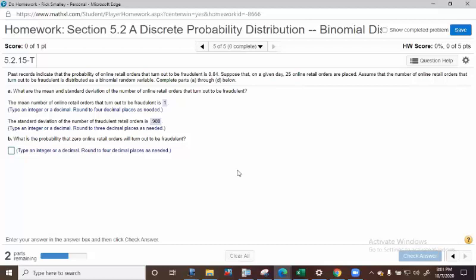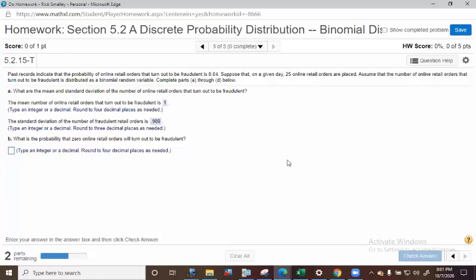I don't need to cut and paste this one. I can explain it verbally just fine. 0 orders turn out to be fraudulent. So that's your X. X equals 0. The person was asking about the X; we didn't need X for mean and standard deviation. X is not required. But as soon as you start calculating probabilities, there better be an X. Or X is plural, if you're adding them up.